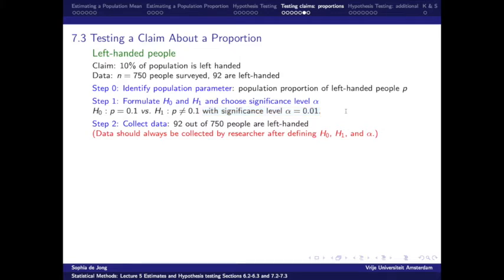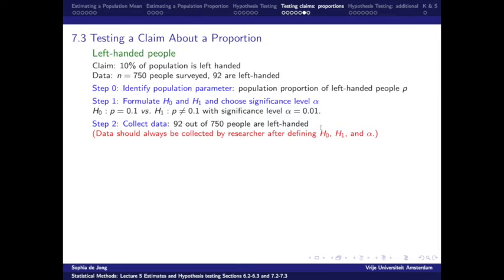So then we collect data. Well, data is always given in the question in our case. So we know that 92 out of 750 people are left-handed. But this is the right order of these steps for the researcher, because the data should always be collected after the researcher has defined the null, the alternative hypothesis, and the significance level. It's not allowed to change the significance level at the end of the study. Then you manipulate your results.